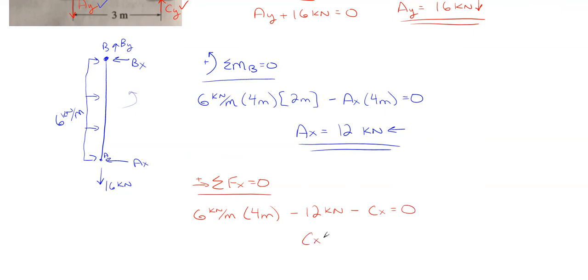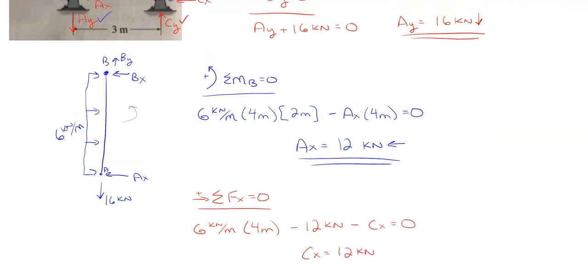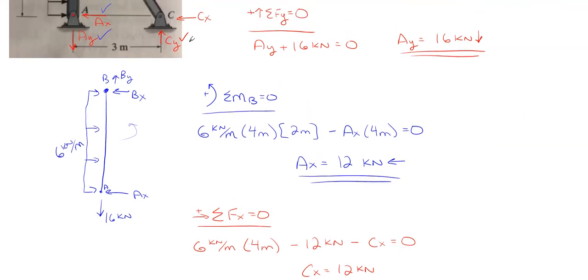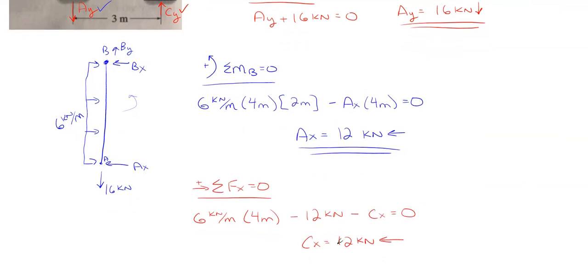Well, C sub x comes out to be a positive 12 kilonewtons of force. So that means I assumed the correct direction. Oh, let me scroll up just a little bit. I assumed the correct direction to the left. And that would be my final reaction for this particular problem. I found A sub y, C sub y, C sub x, and A sub x, acting at my pins at the location of A and C.